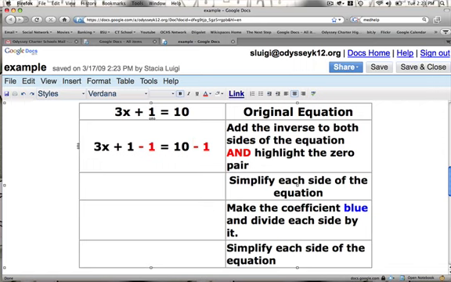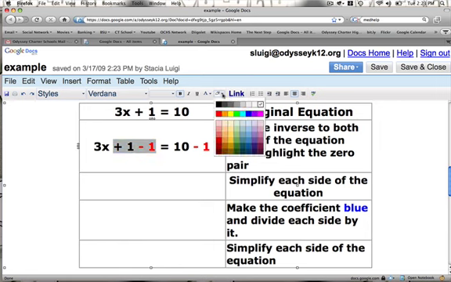Now, in the same step, it says highlight the zero pair. Remember, that is always right next to the x term. So you have to highlight the positive 1, negative 1. Positive 1 minus 1 makes 0. So I come up here and do a back highlighting, make that aqua blue. All right, now come down to step 3.